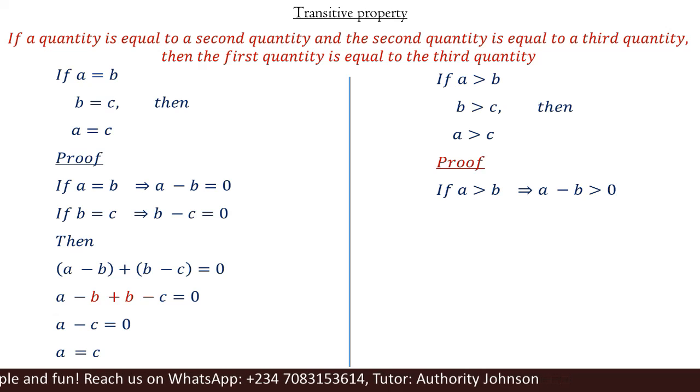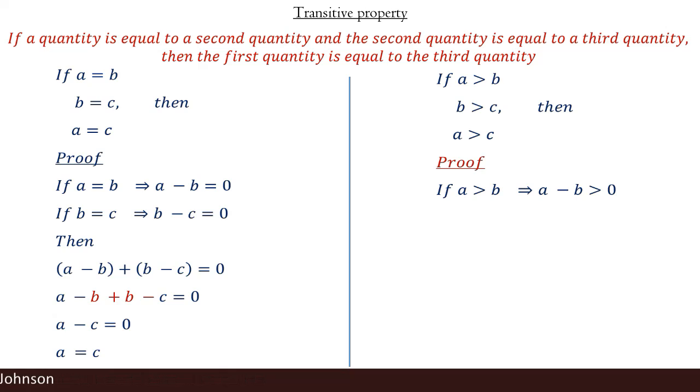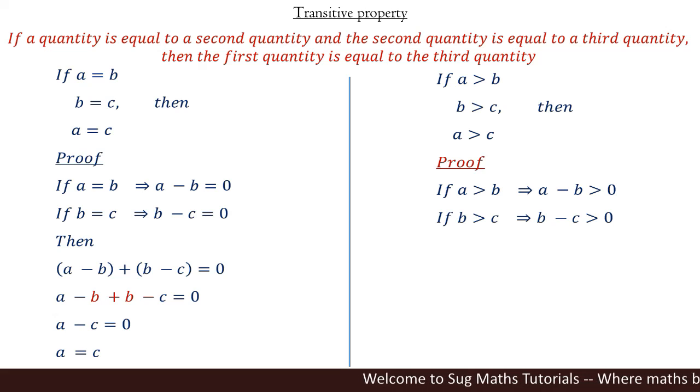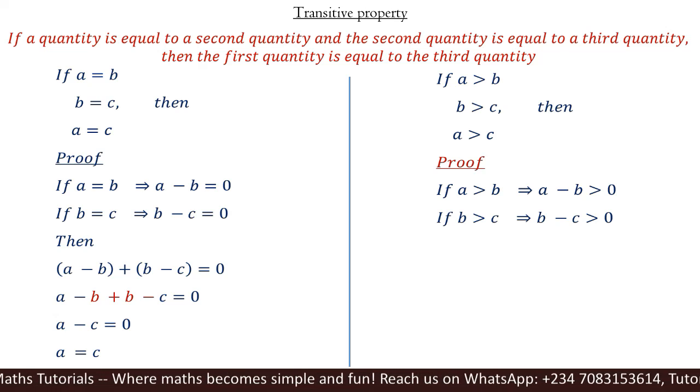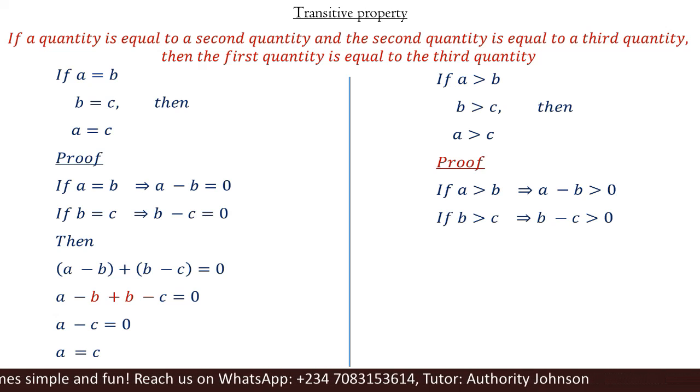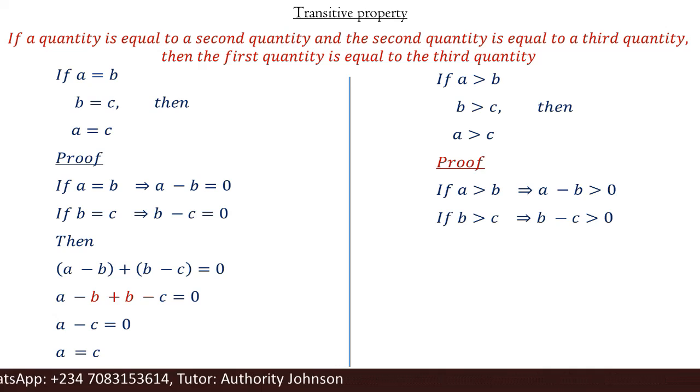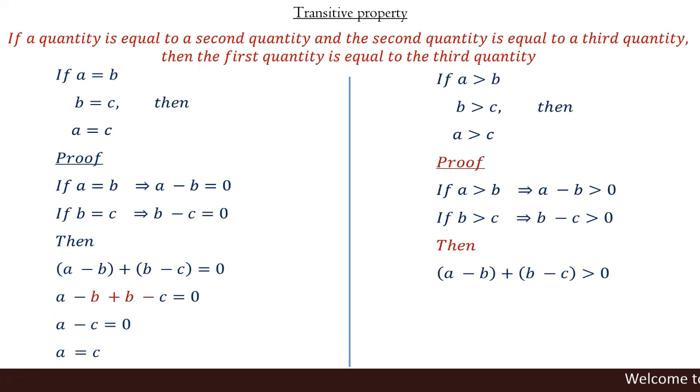That is, if A is greater than B, remove B from A, it will still be greater than 0. Or we take B to the other side. So here we have A minus B is greater than 0. Again, if B is greater than C, if you subtract C from B, it will be greater than 0. So here we have B minus C is greater than 0. Now this A minus B that is greater than 0, and B minus C that is also greater than 0, if you add these two together, it will still be greater than 0.